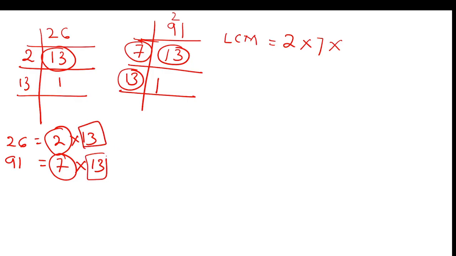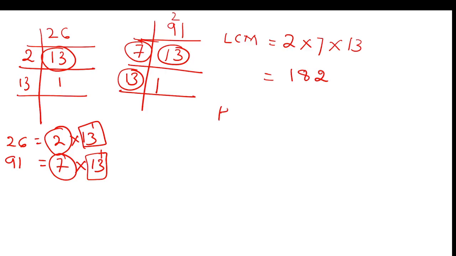So 13 is appearing in both the numbers 26 as well as 91. The highest power here is 1. In both the numbers the highest power of 13 is 1. So I am taking 13 power 1. 13 power 1 means it's 13. Okay. So now the product is going to be 182. If you calculate 2 into 7 into 13, you will get the value as 182.